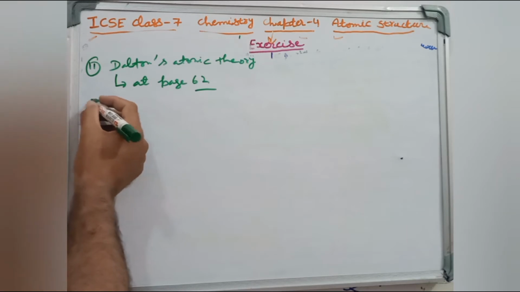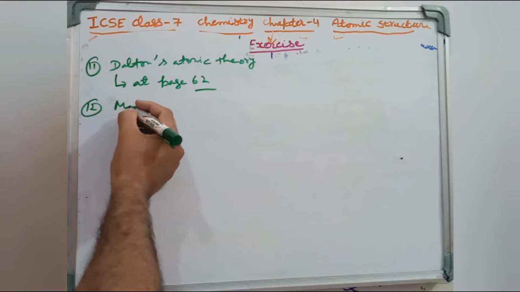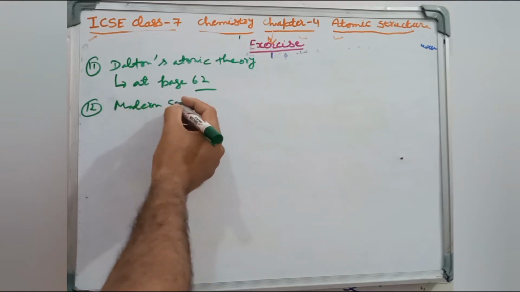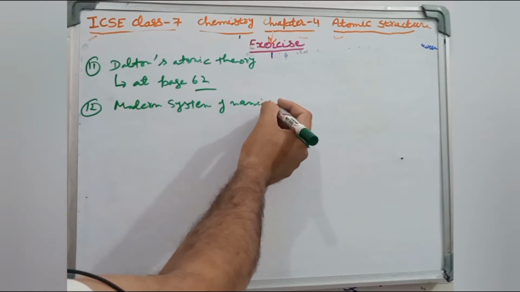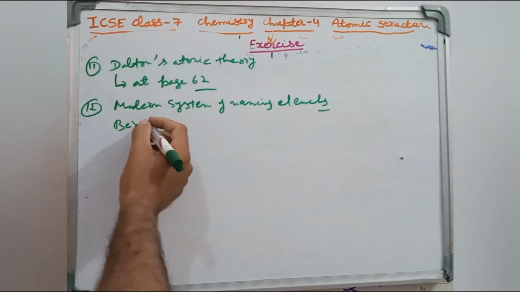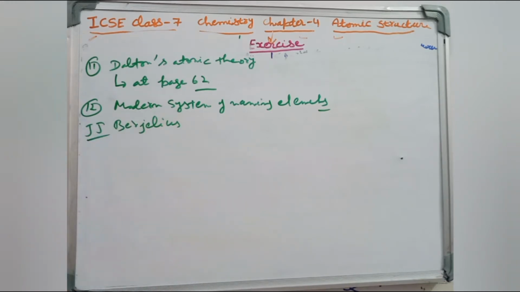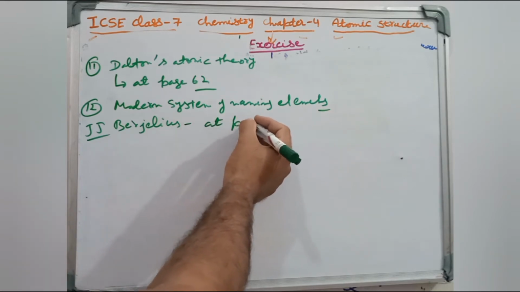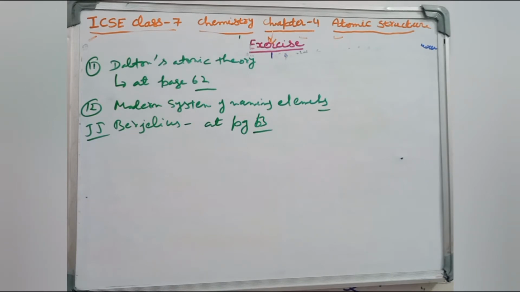Now question number 12 is the modern system of naming elements. It was given by J.J. Berzelius, and it is at page 63. Three bullets are given at page 63. Three points are given at page 63. You can do it from there.